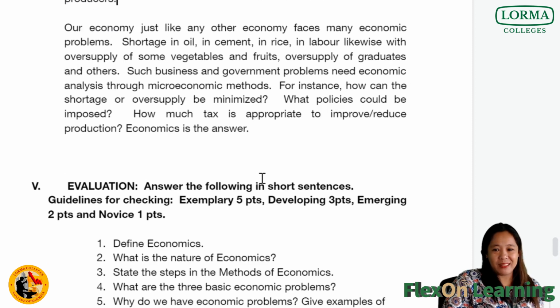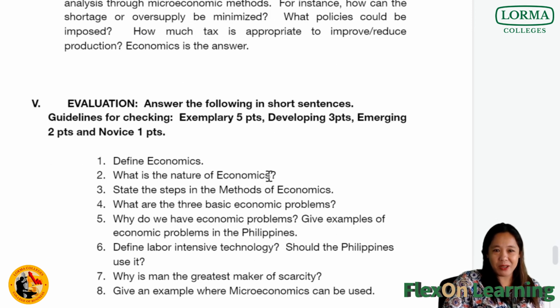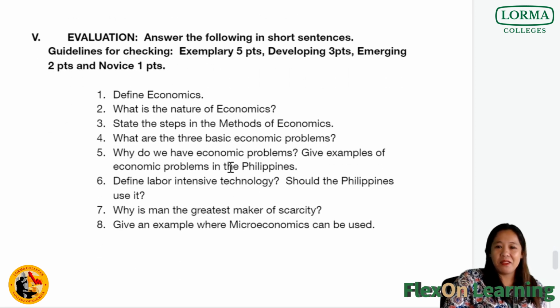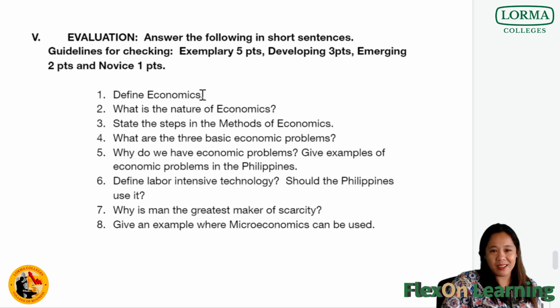So let's have some evaluation. You are going to do this. Define economics in your own words. I do not like copy paste. I would like you to write your definition immediately after you saw me explaining. So what is the nature of economics? State the steps in methods of economics. What are the 3 basic economic problems? Why do we have economic problems? You give examples. Define labor-intensive technology.